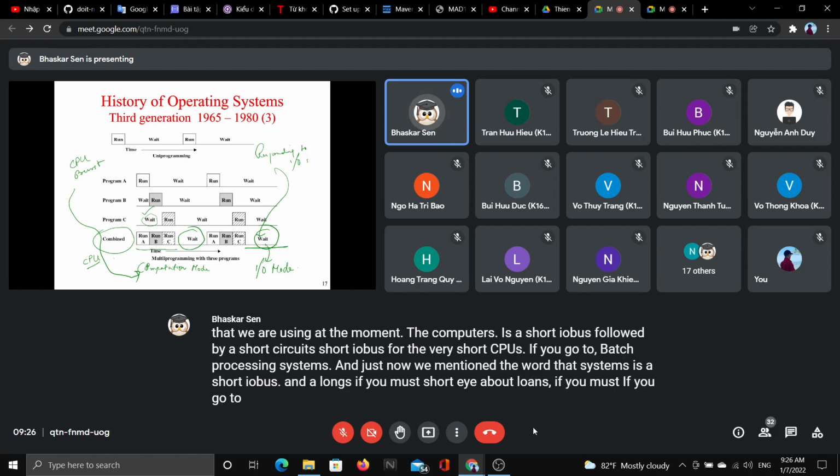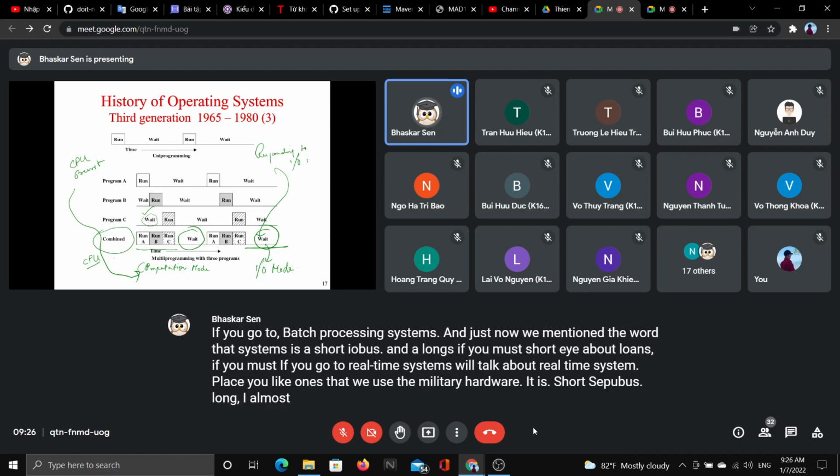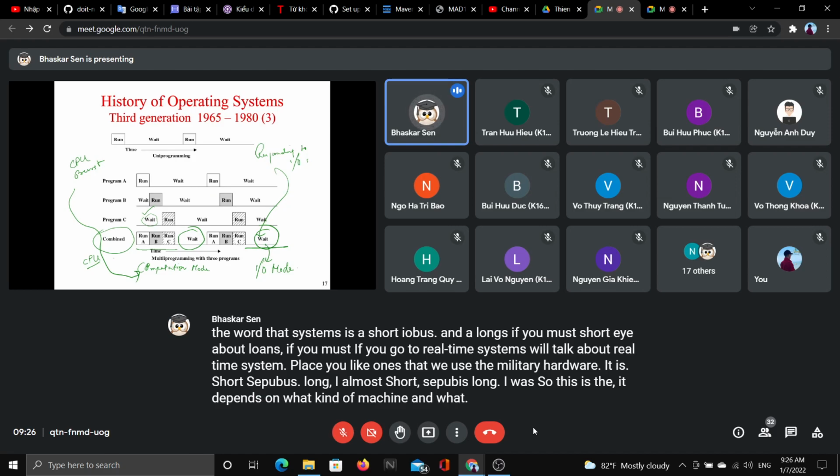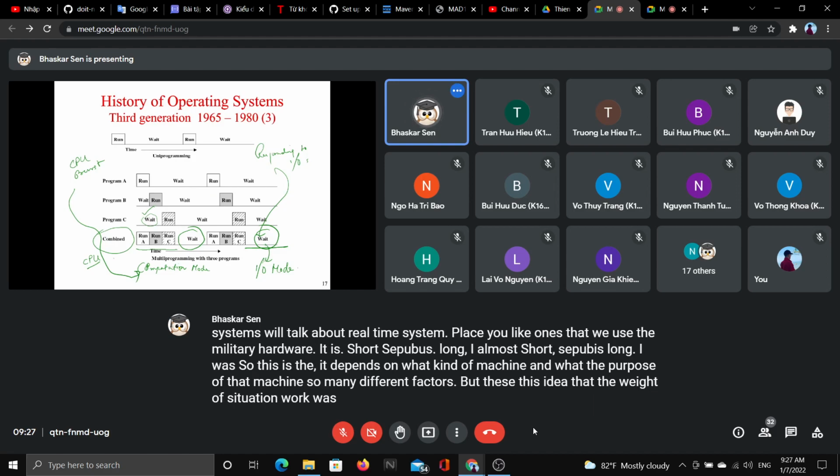If you go to real-time systems, we'll talk about real-time systems very soon, like ones that we use in the military hardware, it is short CPU burst, long IO burst. So it depends on what kind of machine and what is the purpose of that machine. So many different factors. But this idea of the way that the CPU should work was conceived first in the 3rd generation computer.